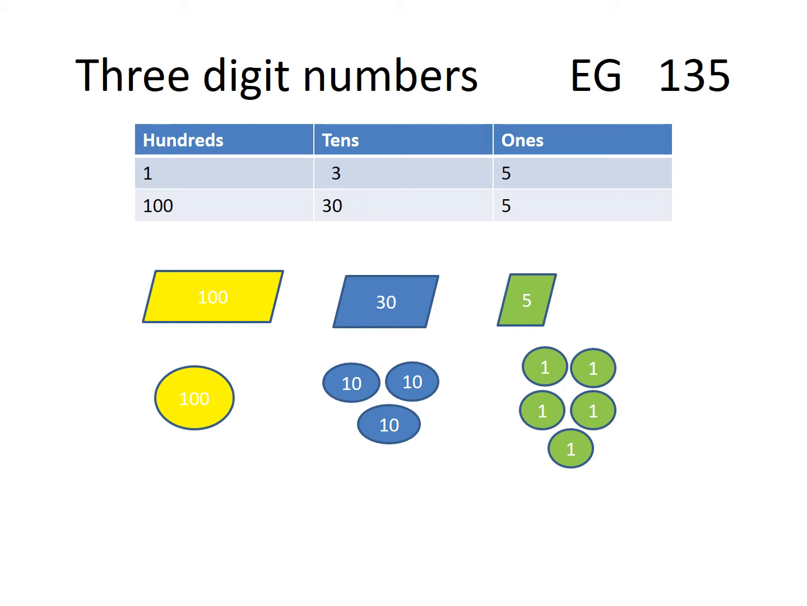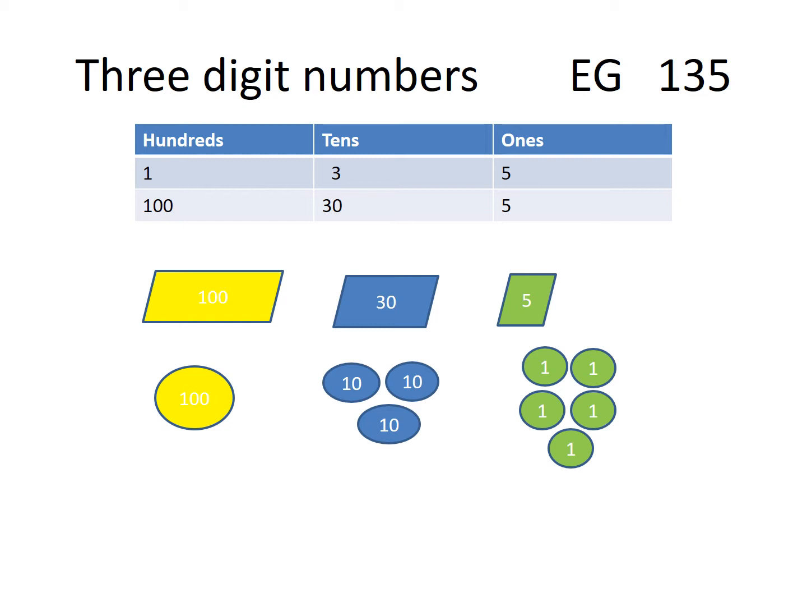135. You can see I've drawn a box and the headings are hundreds, tens and then ones. So there is 100. So we put a 1 in the hundreds column, there is a 3 in the tens column, so the 3 goes there, and then finally the 5 goes in the ones column.